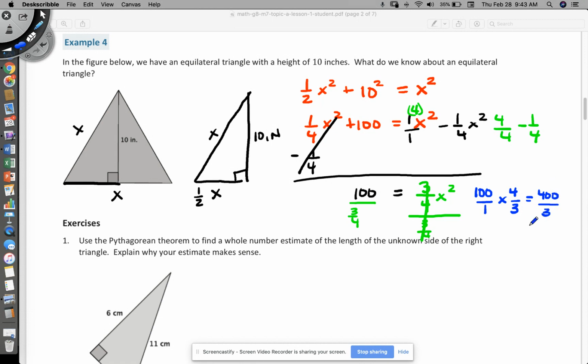Now, if you divide this on your calculator, you're going to get 133.3 repeating, and it's going on forever. Now, if I take the square root of that, it's not a perfect square. What gives it away is we have a repeat decimal, of course. But what two numbers does it fall between? So I'm going to say this one falls between 11 and 12. 11 times 11 is 121, and 12 times 12 is 144. So it falls right between these two perfect squares. But which one is it closest to? It's closer to the 12. So our final answer is about 12 inches.